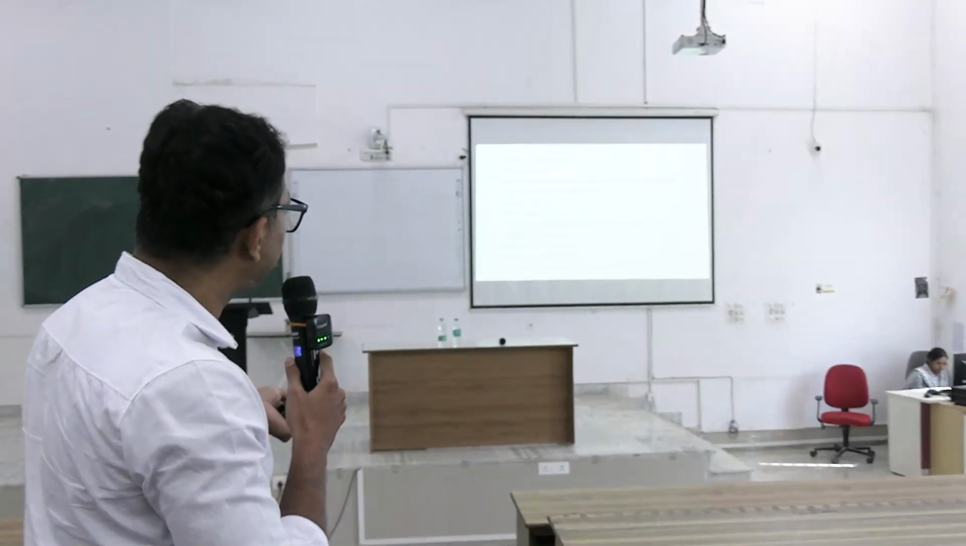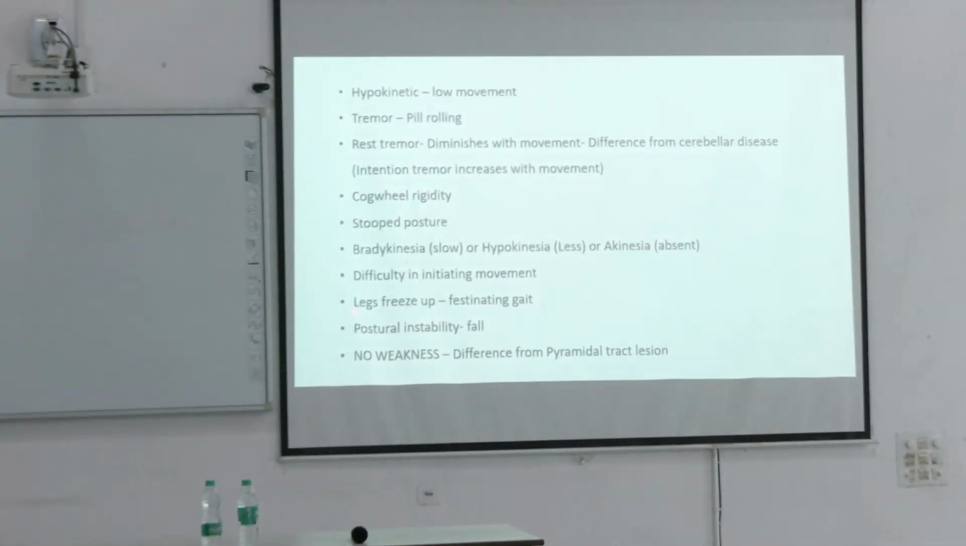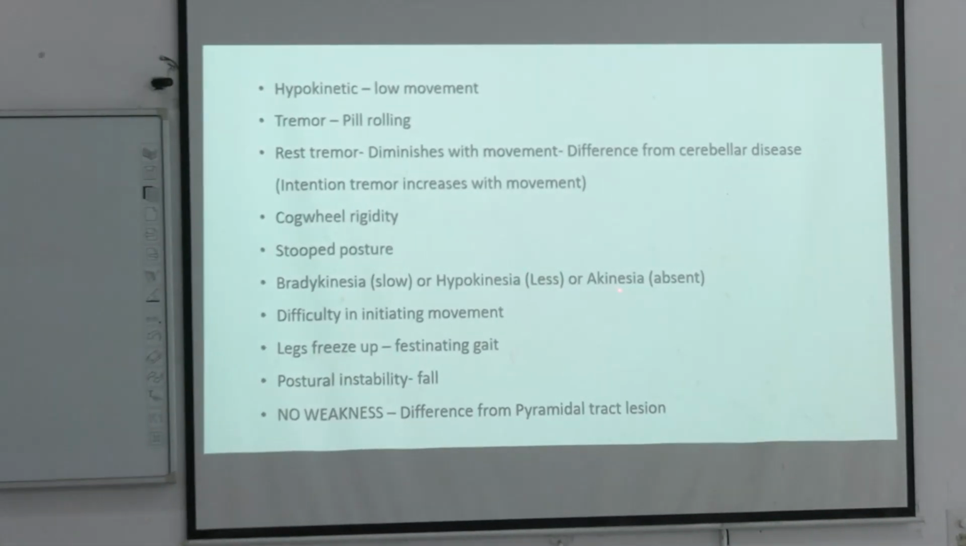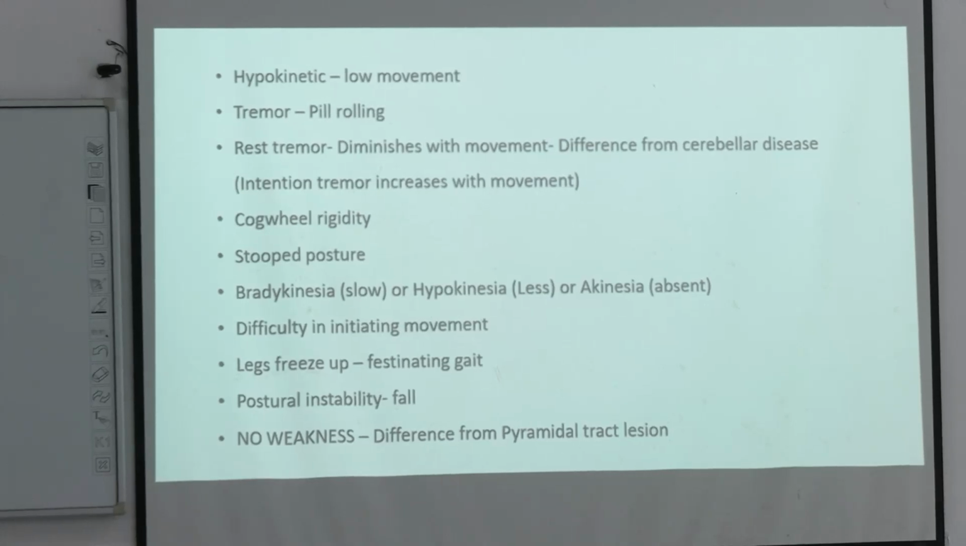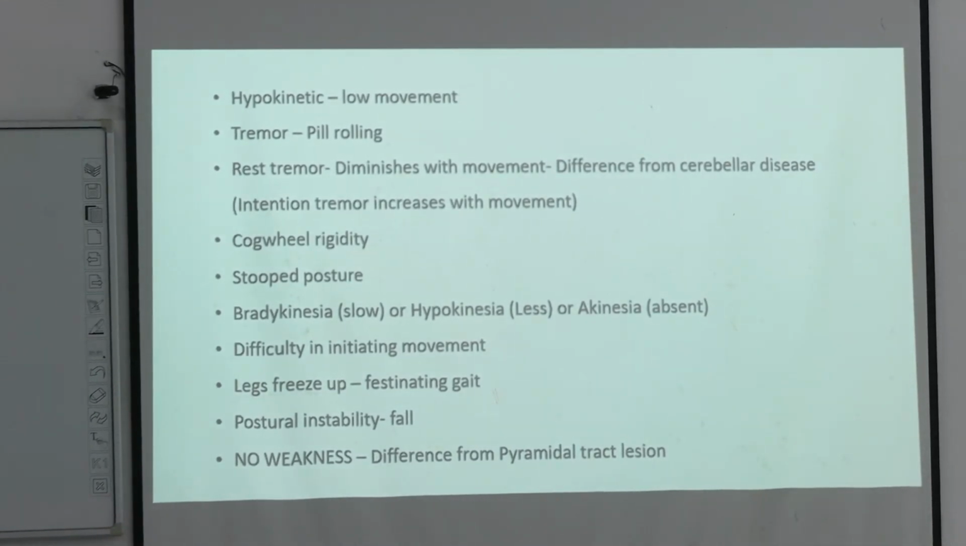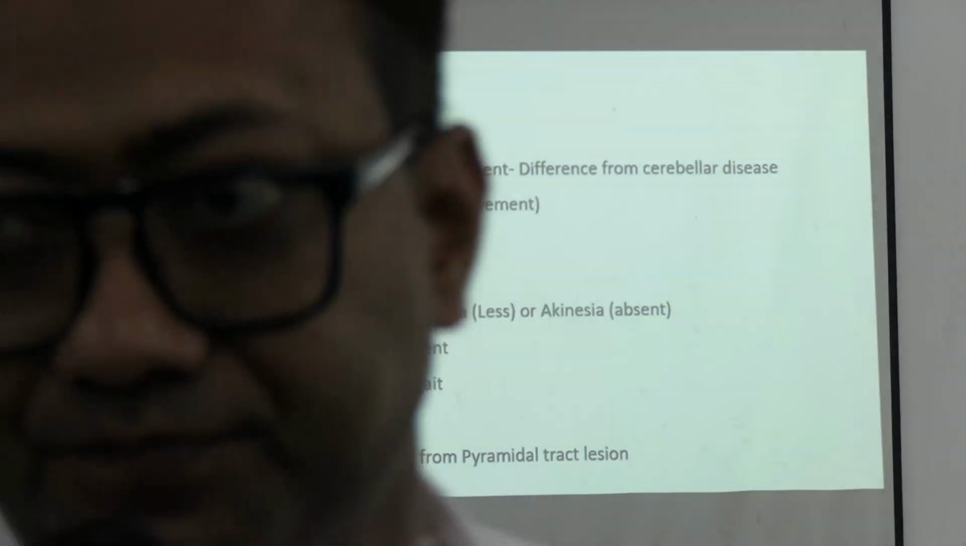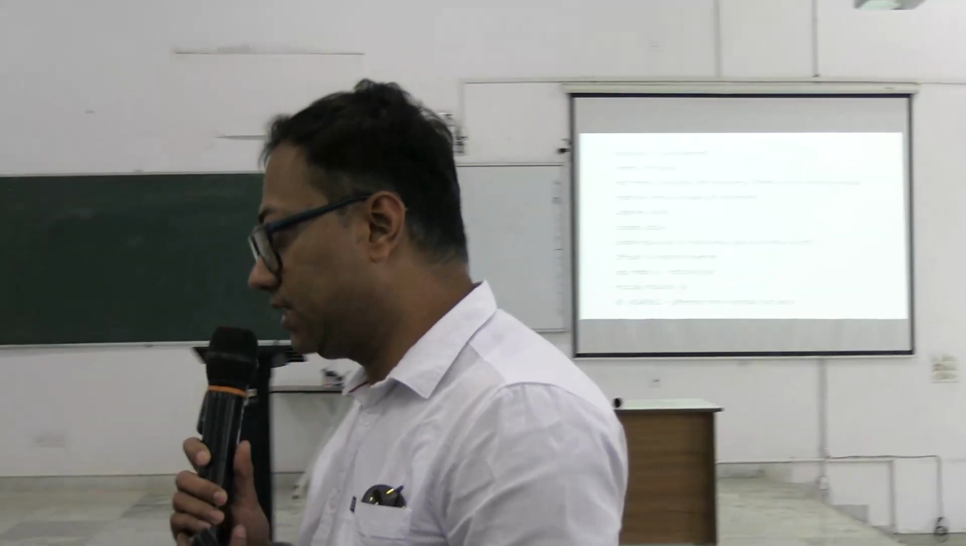Stooped posture is very typical, right? And next, bradykinesia, slow movement, the patient does not want to walk. So bradykinesia or hypokinesia or akinesia. Bradykinesia is slow, hypokinesia is less, and akinesia is absent movement. Then difficulty in initiating movement. We can test it in the OPD room. You just ask the patient to walk.